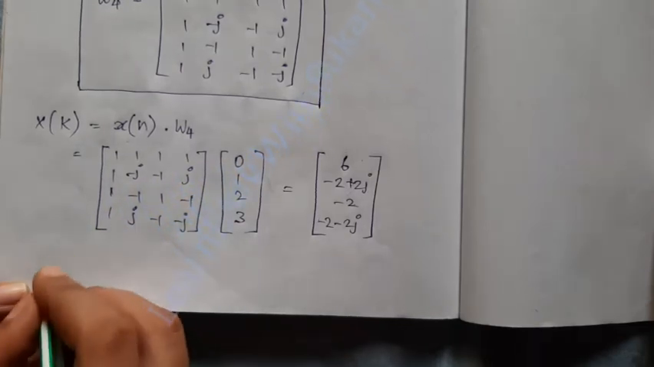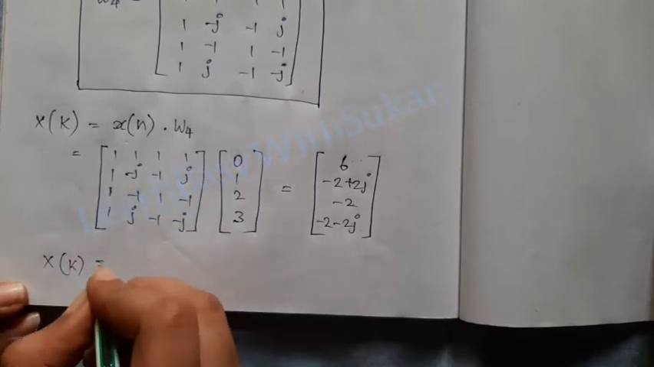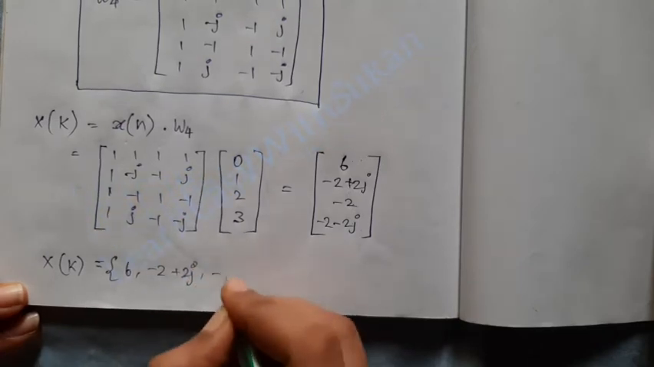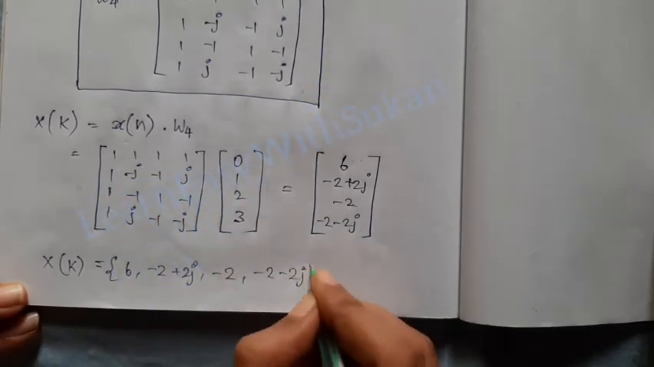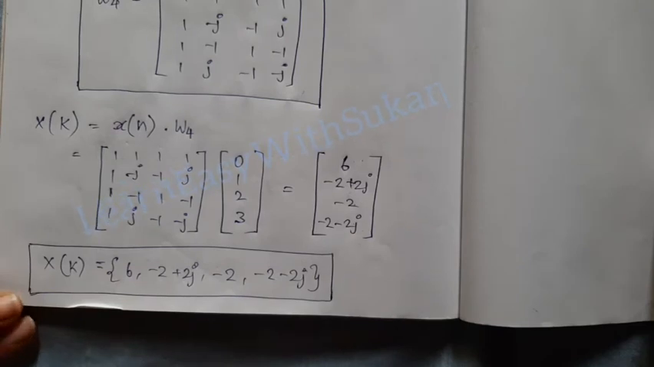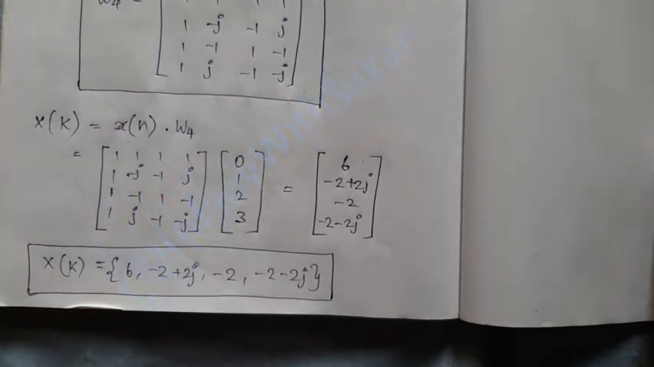Now this is our X of k. We have got our DFT as 6, minus 2 plus 2j, minus 2, minus 2 minus 2j. So this is the required DFT of the given 4-point sequence. I have told you previously how to convert the given rectangular form to the polar form and polar to the radian forms. So this is in the rectangular form. We need to portray our answer in terms of polar as well as in radian, because they will ask us to plot the magnitude and the phase response. Here itself I will show you how to plot them.